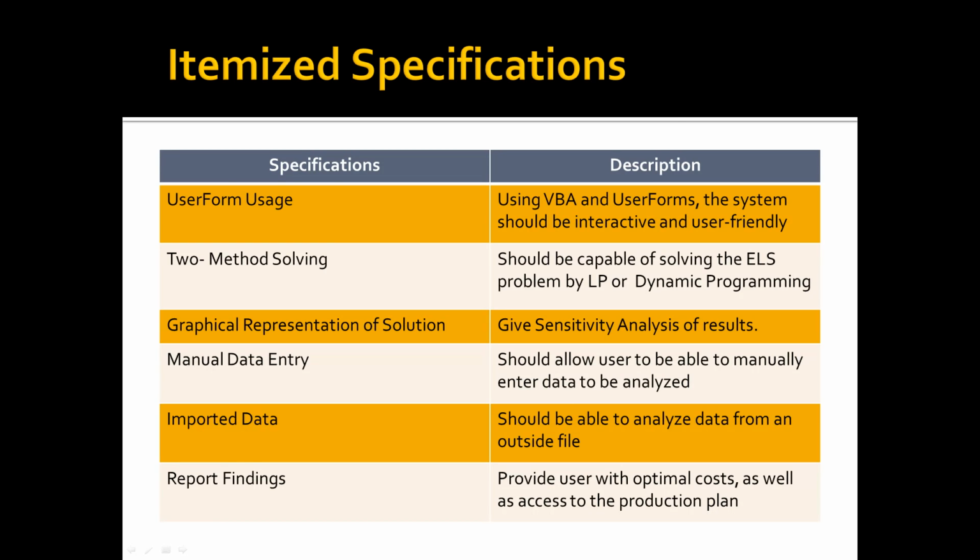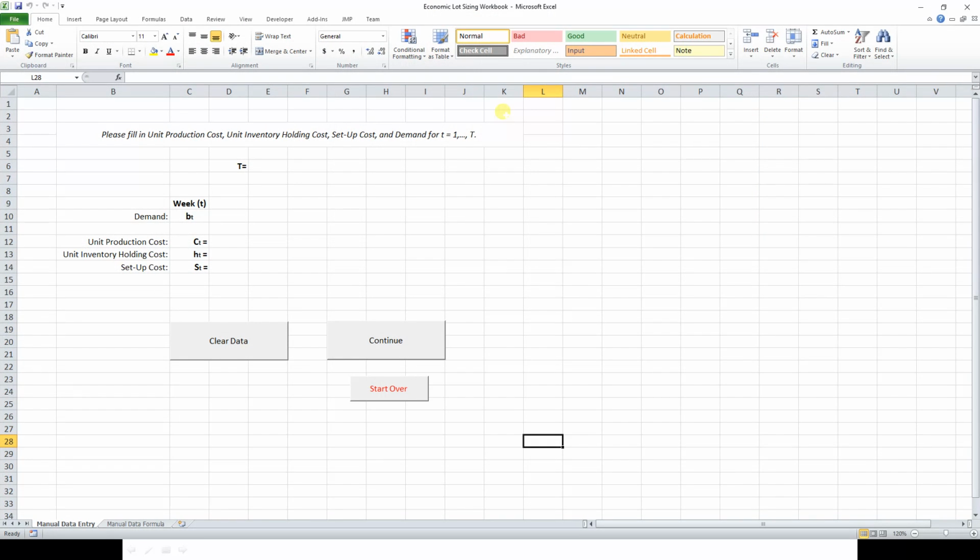So right now I'm going to go ahead and pull up my economic lot sizing workbook. You can see here that we're on the manual data entry sheet. You can see that we have weeks, which is just the amount of weeks. It'll go across here, however many you want to go to, up to 20. And then however many weeks you have, you enter your demand for each one of those weeks. And then right here, you go ahead in each one of these 3 cells and you put in your unit production cost, inventory holding cost, and setup cost respectively.